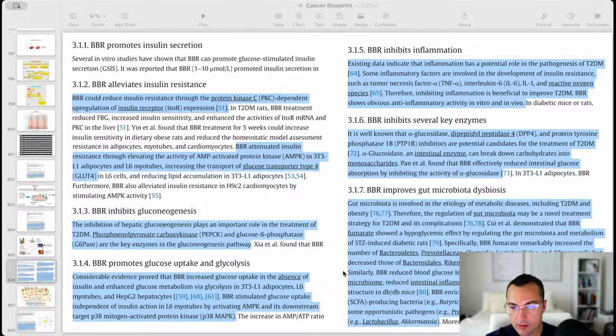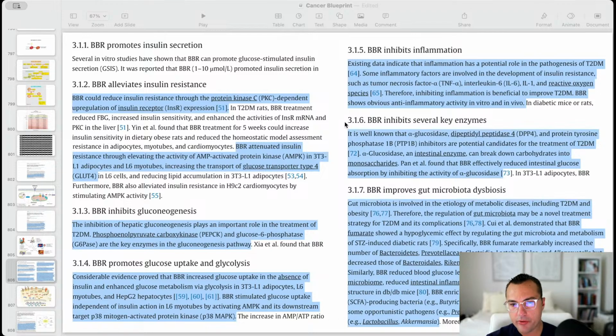And then berberine enriched the population of short-chain fatty acid-producing bacteria, Butyrivibrio, Coprococcus, and Ruminococcus, reduced some opportunistic pathogens, Prevotella and Proteus, and increased several probiotics such as Lactobacillus and Akkermansia. So now I want to make my point.